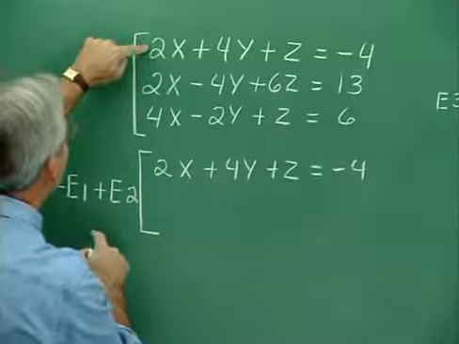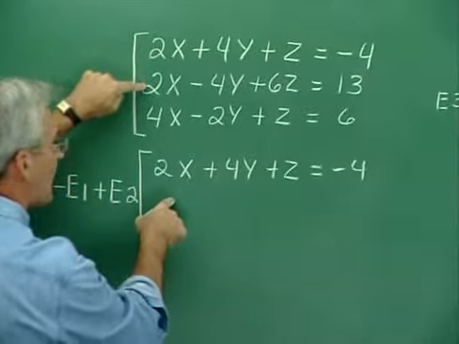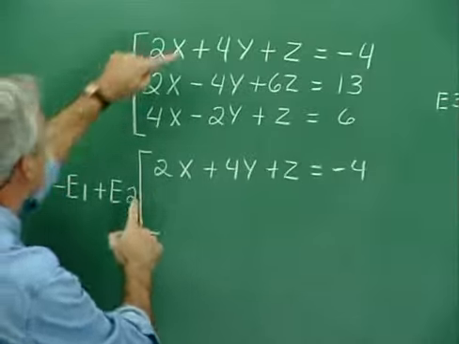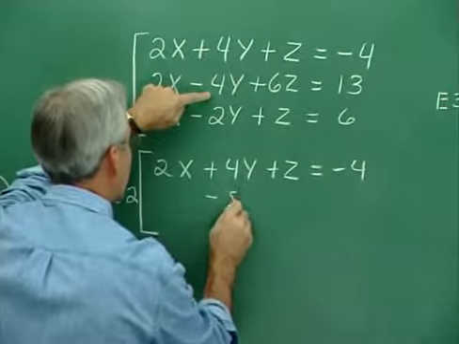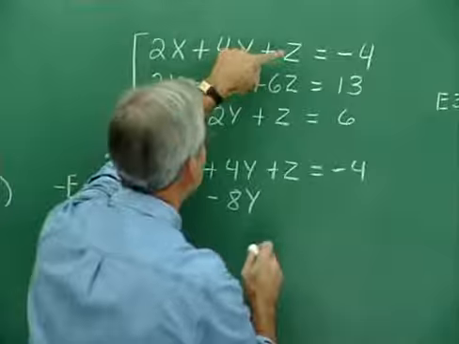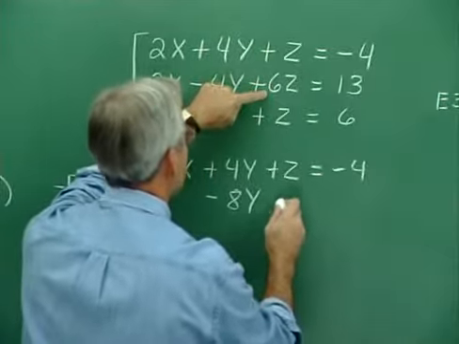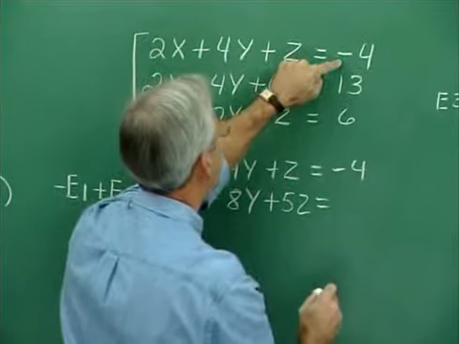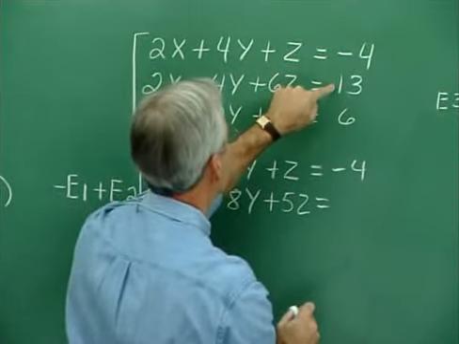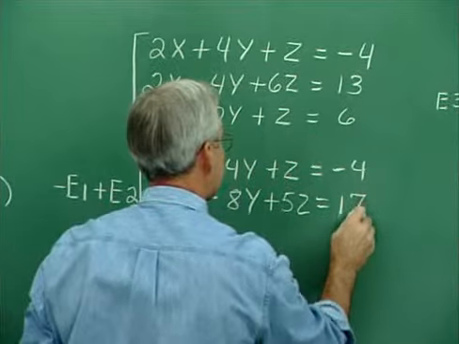All right, so -2x plus 2x, 0x, vacancy as expected. The negative of 4y is -4y, and -4y plus -4y is -8y. Then the negative of z, negative z plus 6z is 5z. The negative of -4, that's 4, and 13 plus 4 is 17.